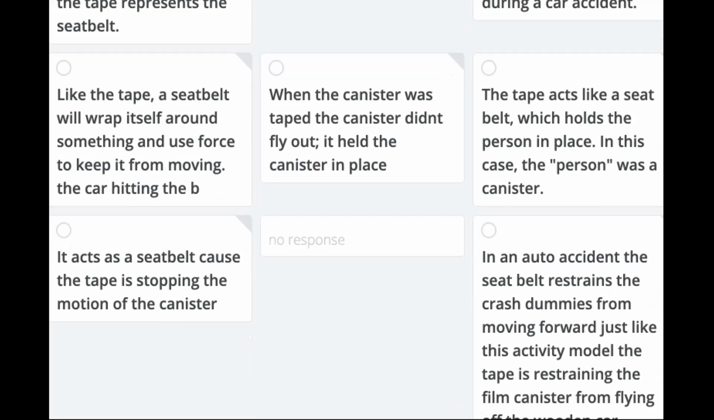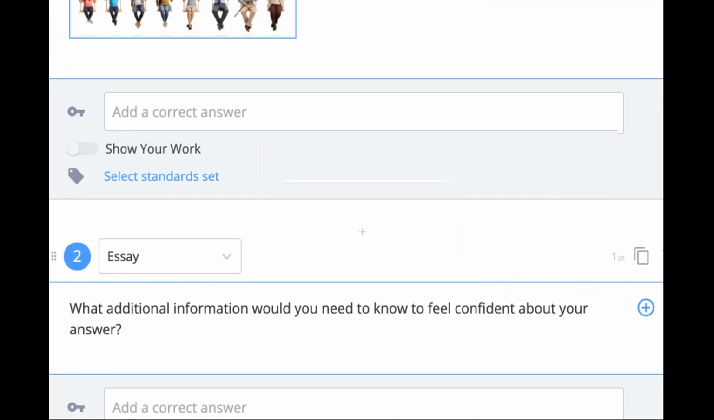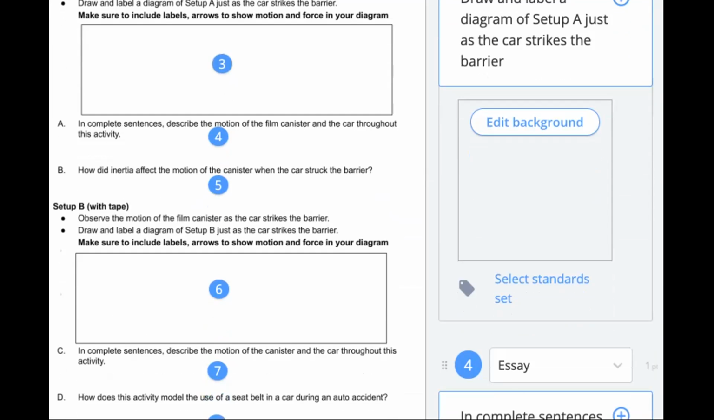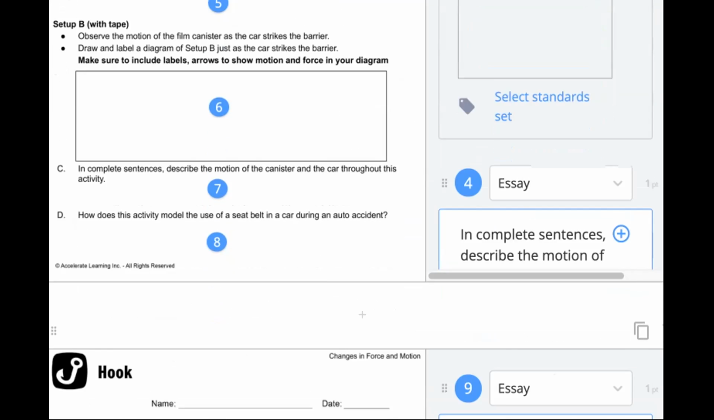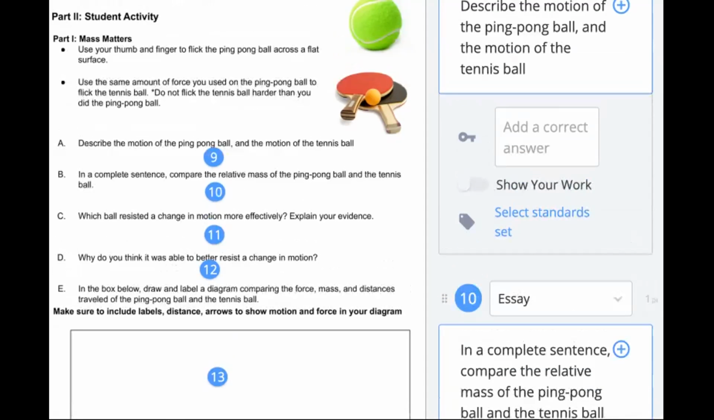If you have not, for whatever reason, continue working. What we're going to do now is let you start the activity. But I do want to show you something. You are going to end up flicking your tennis ball and ping pong ball with your fingers. If you don't have a tennis ball, then a sock will suffice.